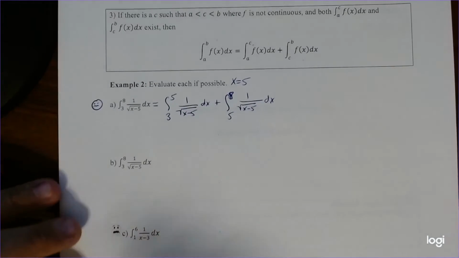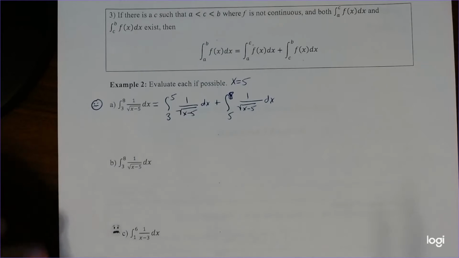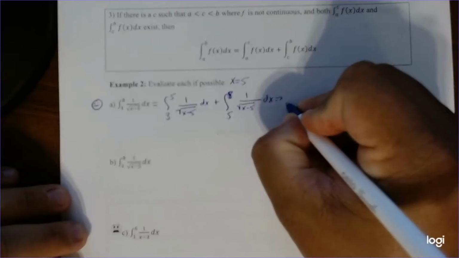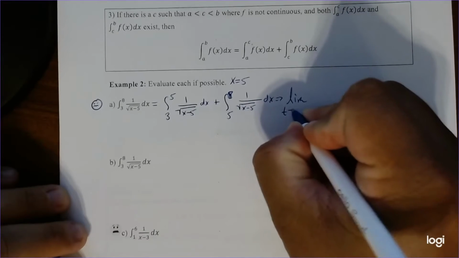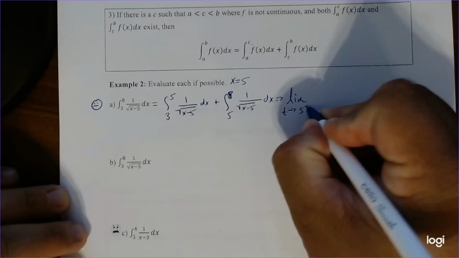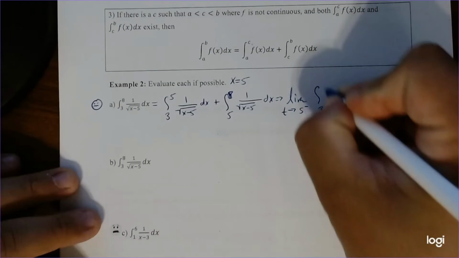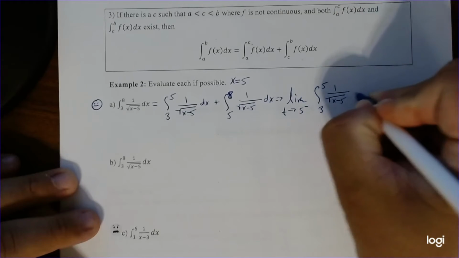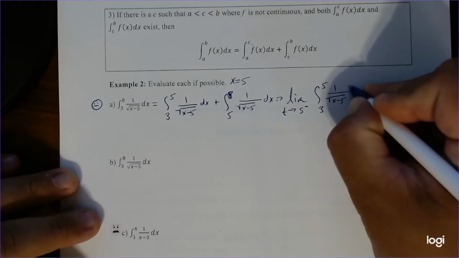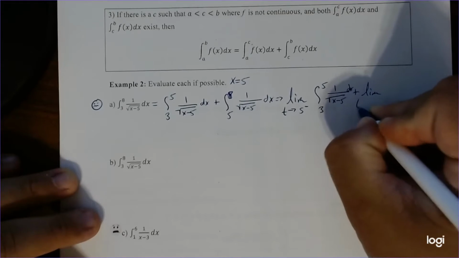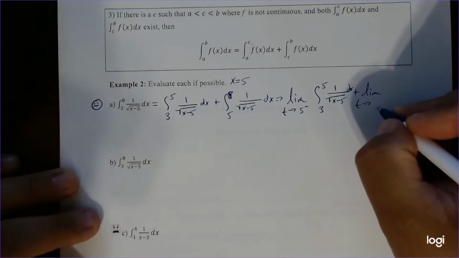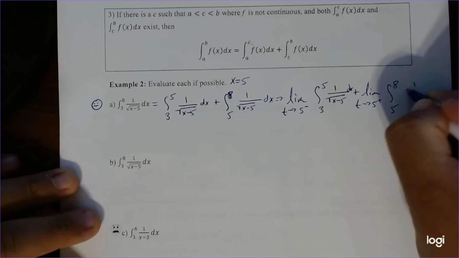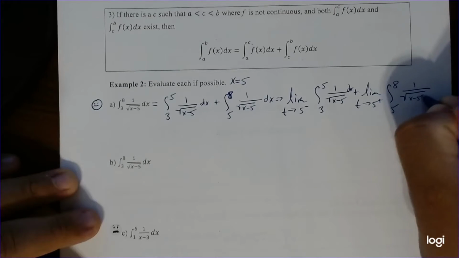Just like that. And now it goes to step 1 and step 2 of the second part. So we're going to break up each one using its limit now. So we're going to have the limit as t goes to 5 to the left-hand side of this, plus the limit as t goes to the right of 5 this time, of that.